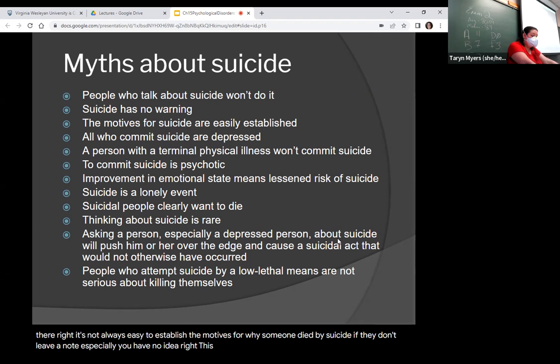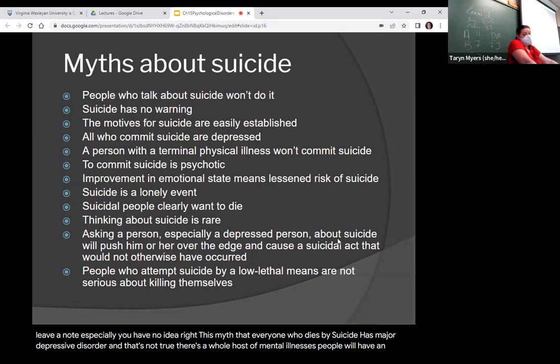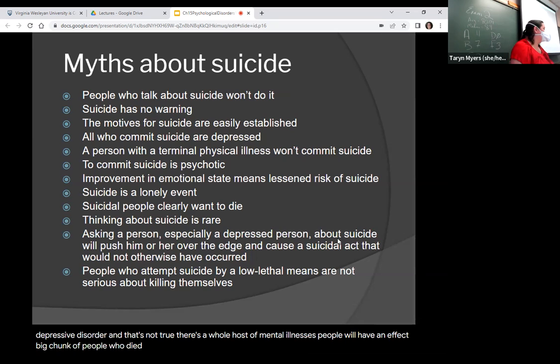There's this myth that everyone who dies by suicide has major depressive disorder, and that's not true. There's a whole host of mental illnesses people will have, and in fact, a big chunk of people who died by suicide didn't have anything diagnosable. It was just their circumstances felt overwhelming.